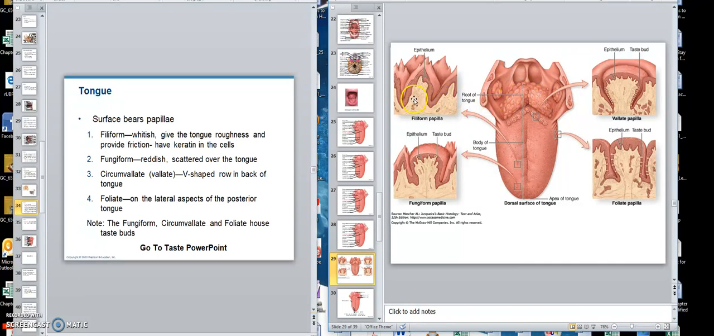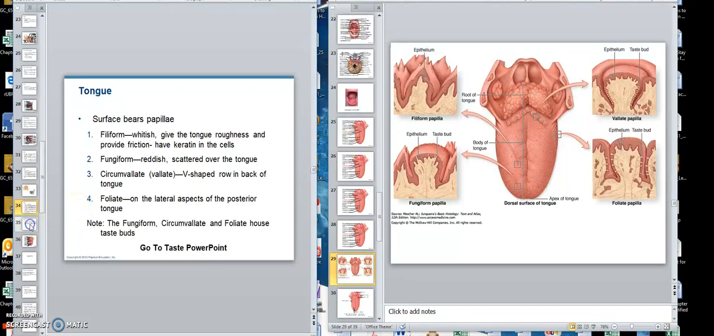Here's the filiform. They're kind of here. Here's the fungiform, in more of the tip. These have taste, those little things right there are taste buds. So these have taste buds, and the foliate have taste buds, on the lateral aspect of the tongue. So these are positioned in various areas of the tongue. Like I said, the fungiform, circumvallate, and foliate have taste buds. These don't. These just kind of roughen the food.